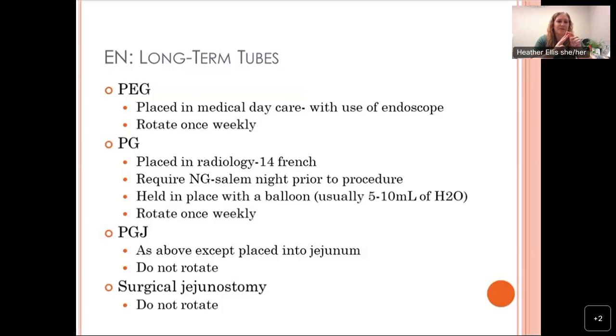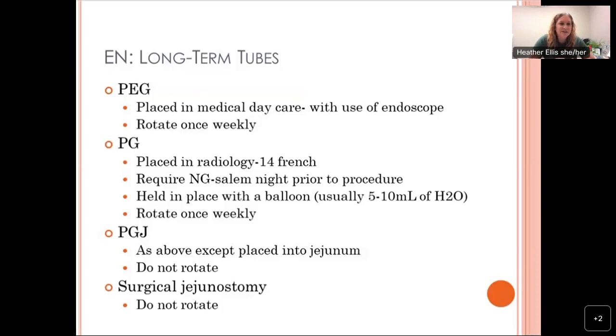You'll have a med port, a feed port, and a balloon port, and they'll all be labeled as well. So if you see 3 ports and one of them says balloon, more than likely you have a PG. A PEG will never have 3 ports on it, and a PEG will never need a balloon.